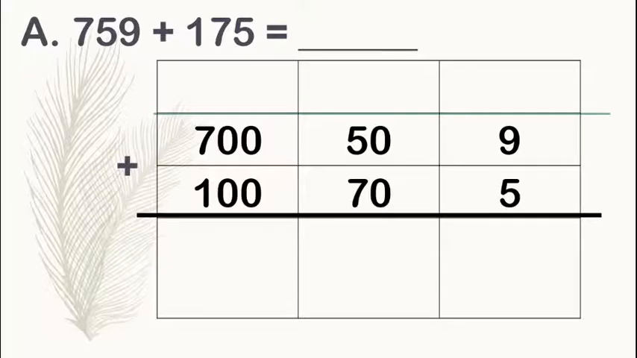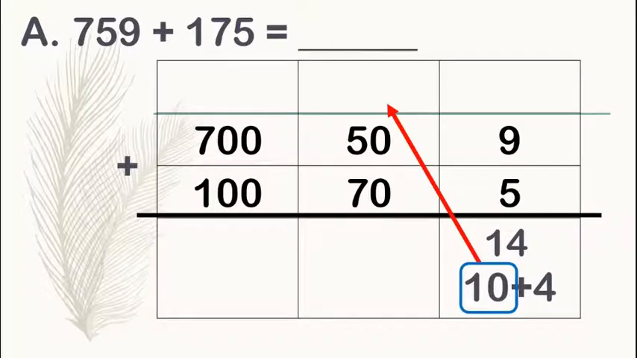So let's start adding in our ones. 9 plus 5, that's 14. We cannot put 2 digits in our ones, so we need to expand 14. That is 10 plus 4. So the 10 will be moved to our tens. So I put it on top of our tens.